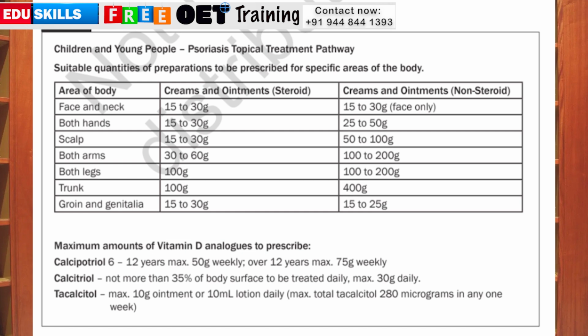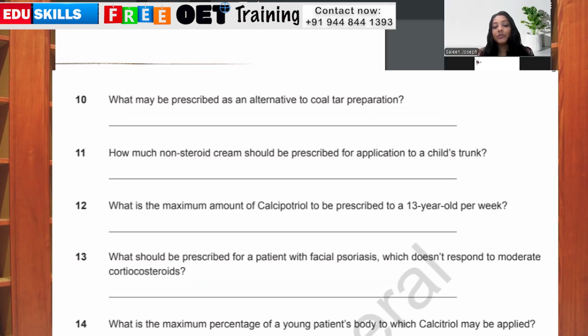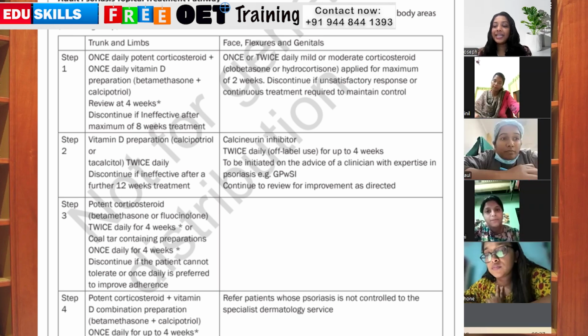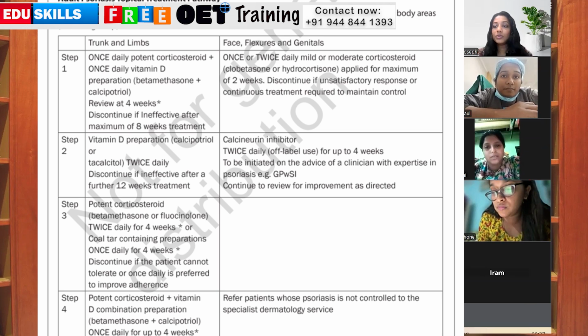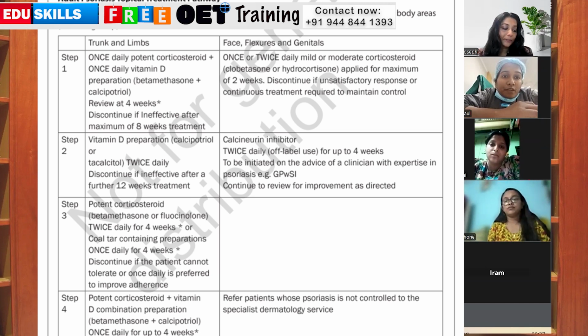Now, what should be prescribed for a patient with facial psoriasis which doesn't respond to moderate corticosteroids? Moderate corticosteroids, from which text is it? Text B. The keyword here is facial psoriasis. Here two columns are there: trunk and limbs in one column, and face, flexures and the genitals in another column. So in the second column you need to search for your answer. And what is your answer?